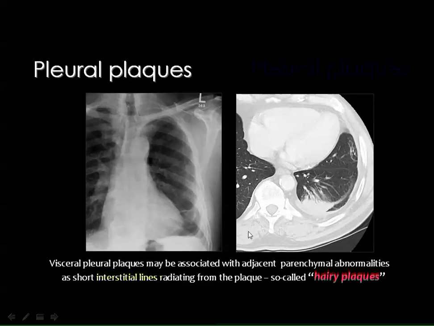Then you can easily identify this, and you see that the pleura is relatively thickened and there is some subsegmental atelectasis, and you also see some linear bands projecting from the surface of the lesion, and this appearance is usually referred to as the hairy plaques.